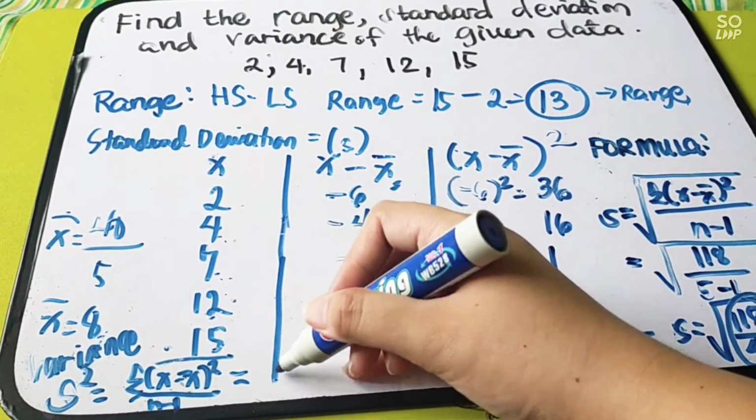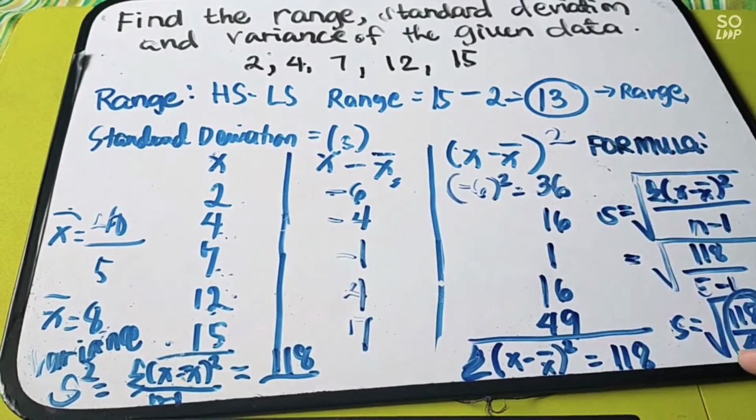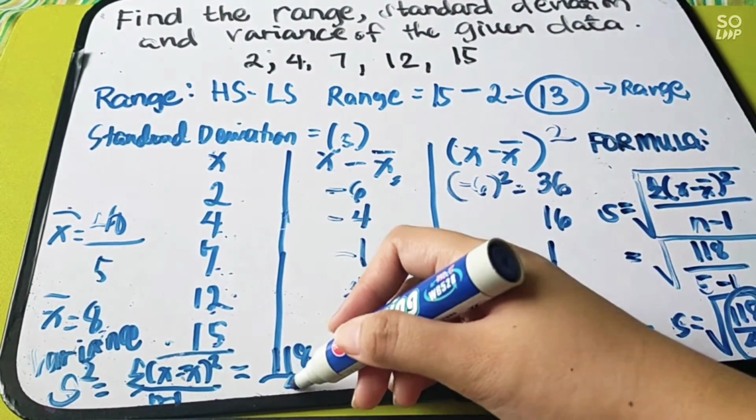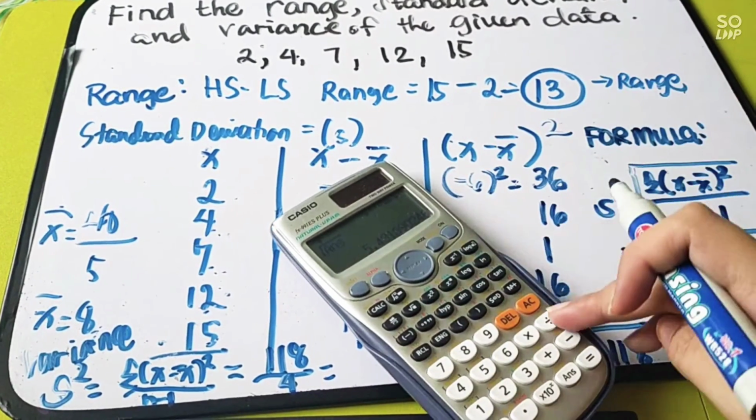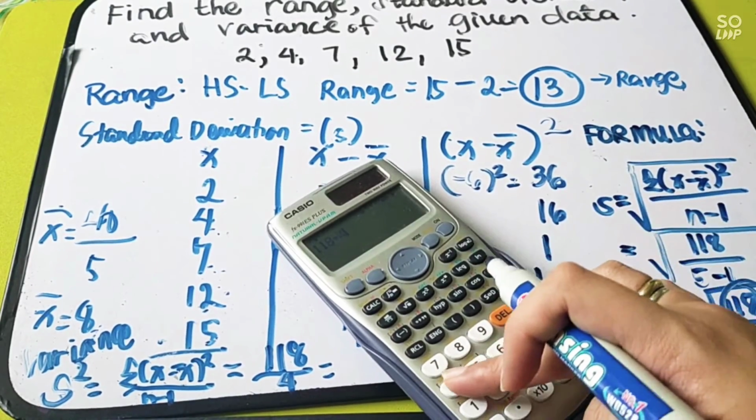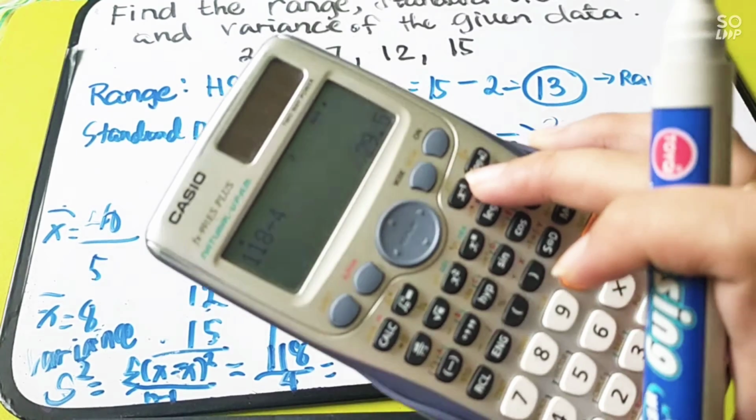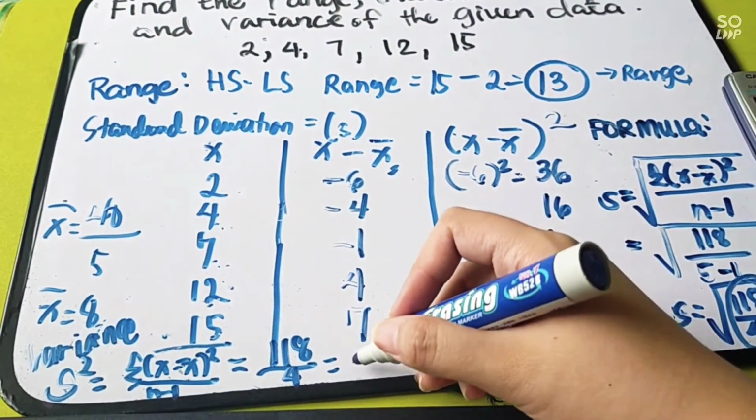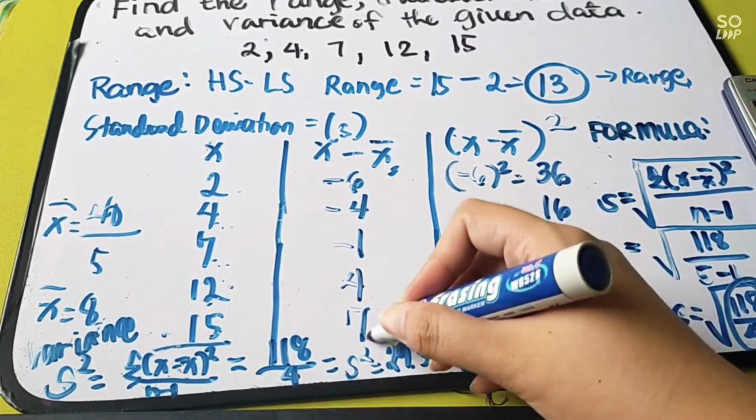So, you are going to divide 118 divided by, bakit 4? Kasi ang scores mo ay 5. 5 minus 1, we have here 4. So, 118 divided by 4. So, here's your answer. The answer is 29.5. So, your S squared or your variance is 29.5.